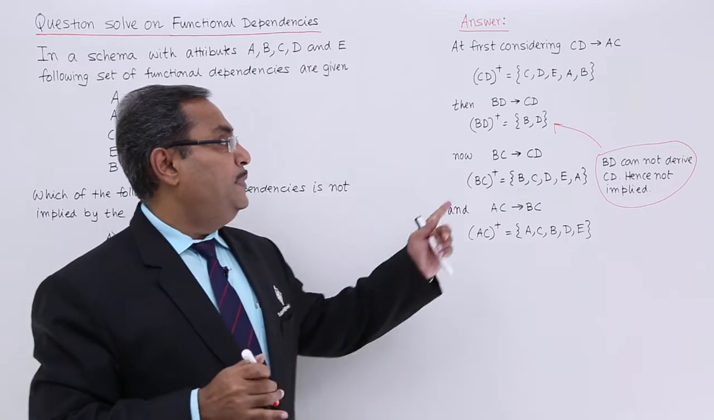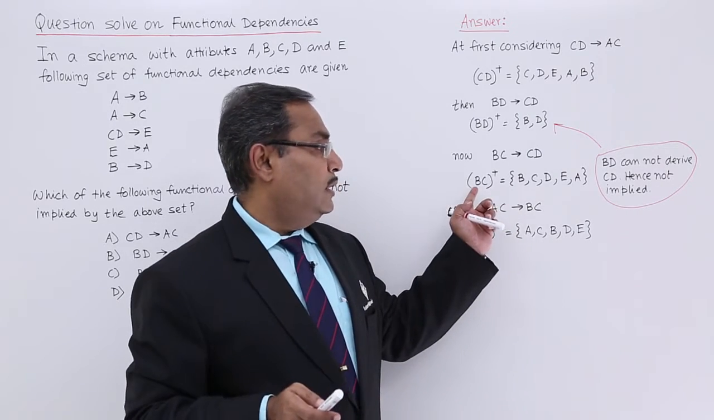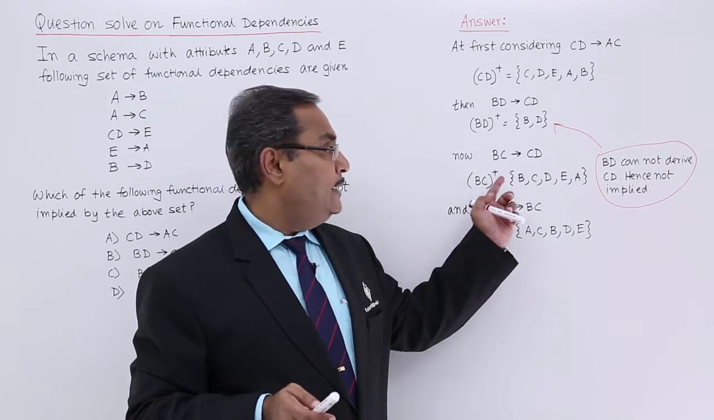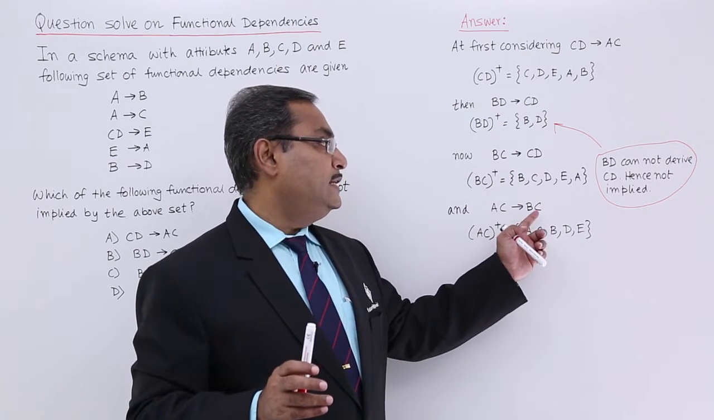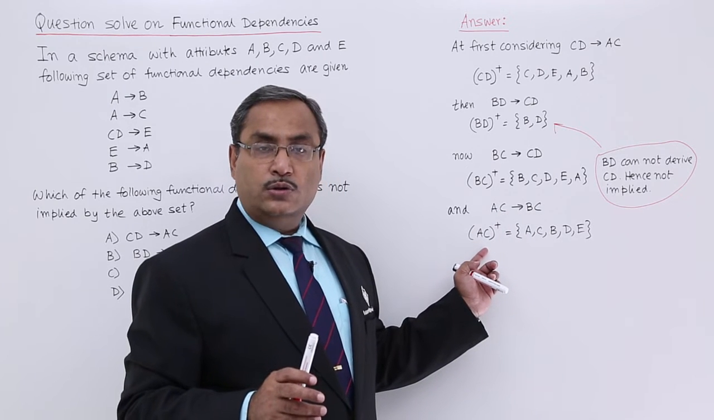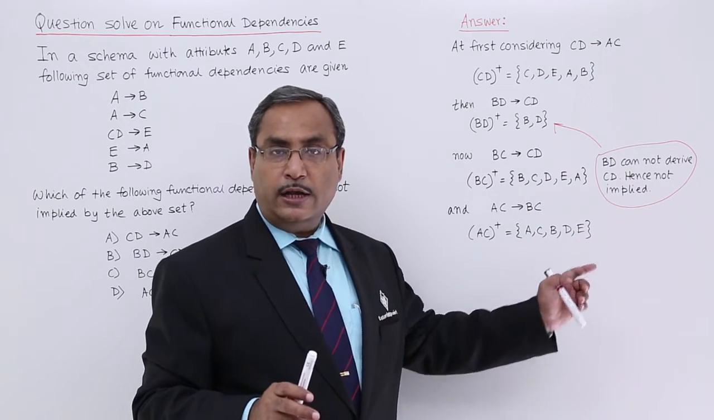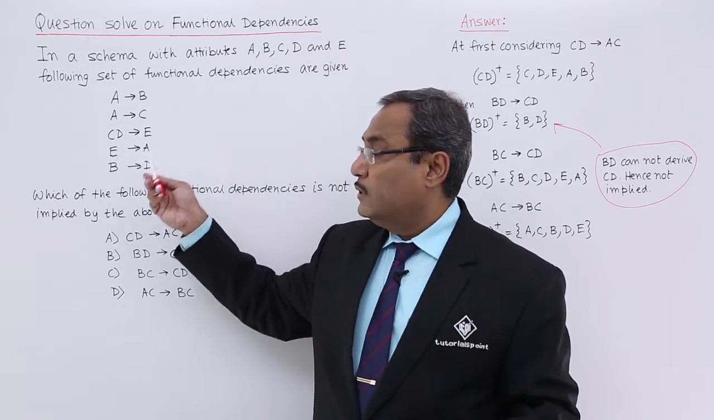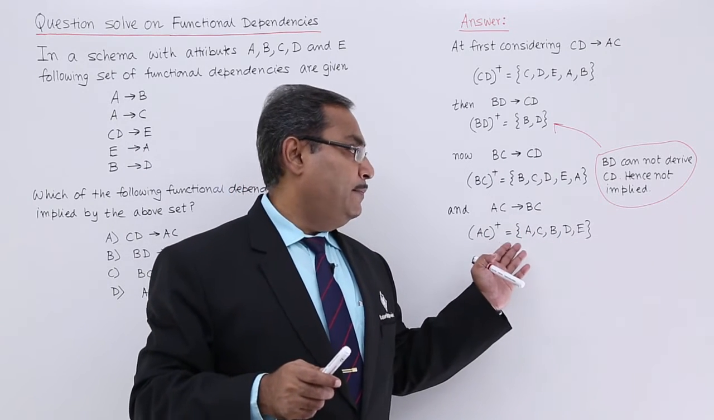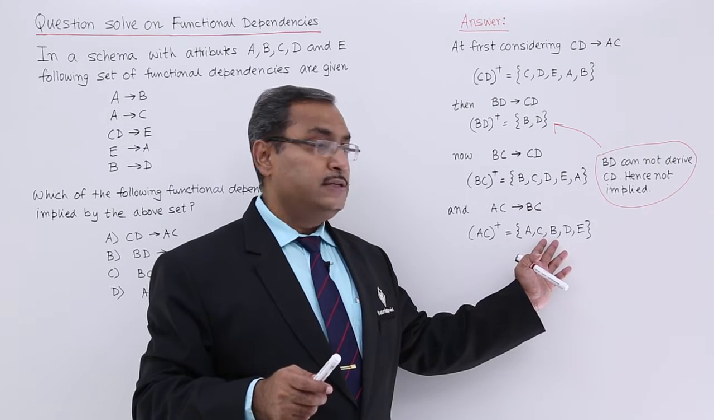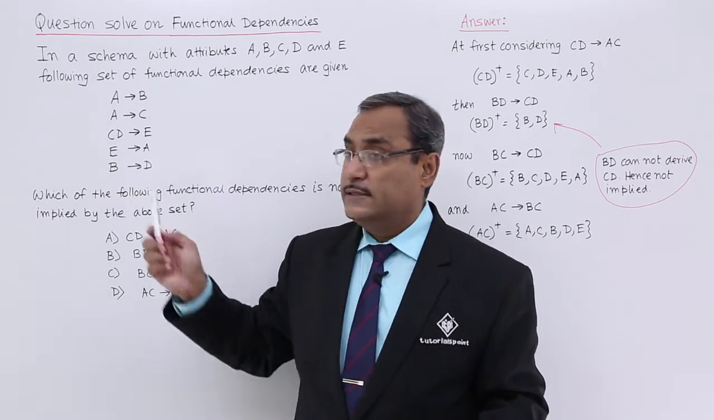Now let us go for BC determines CD. So that is the third one. So here also after calculating the closure of BC, I am getting C and D here. So that's why it is implied. Now AC determines BC. So going for the closure calculation on AC, A and C will be there, and later we are having the other attributes. If we just follow them, you will see how these attributes get included in this closure set, and BC is already there in this set. So that means that it can be implied by this set of functional dependencies.